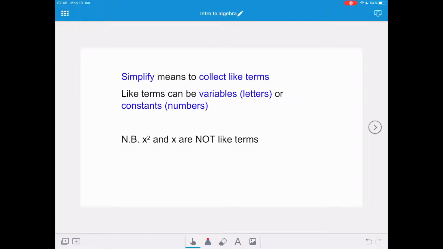Now, to simplify means to collect like terms, and like terms can be variables, letters with or without coefficients, or constants, which are the numbers. Now, x squared and x are not like terms. Different powers are not the same like term.